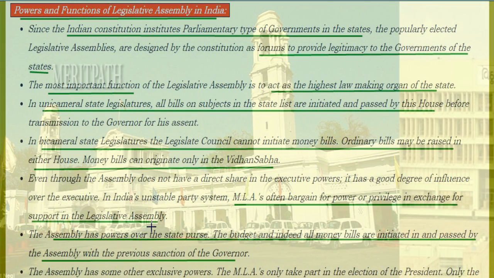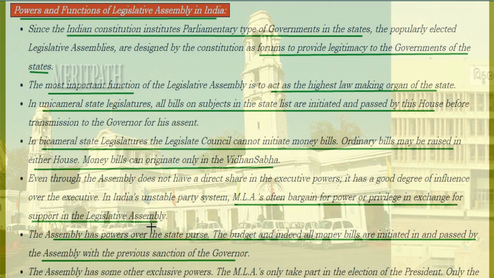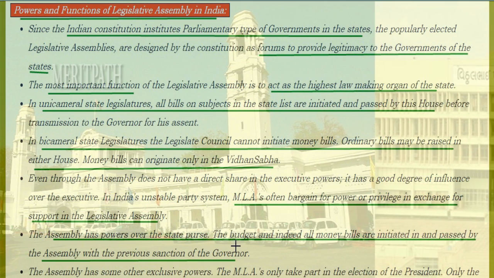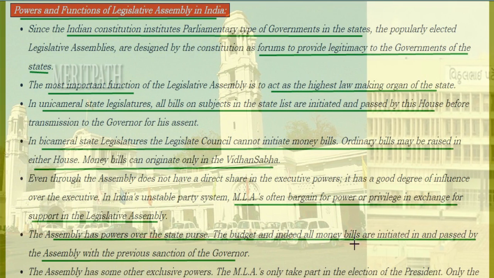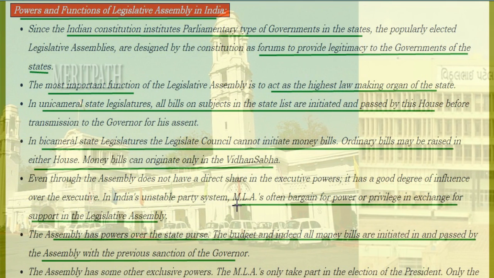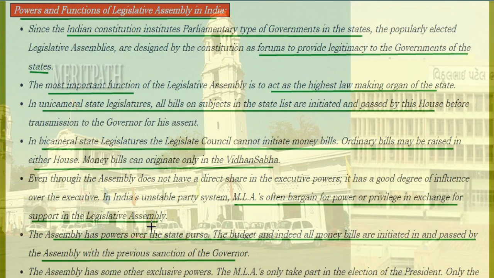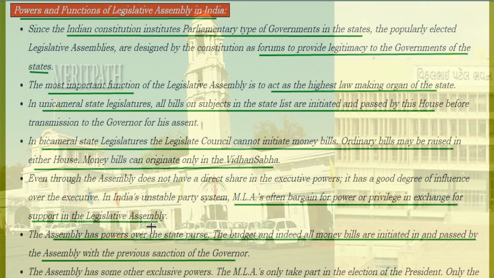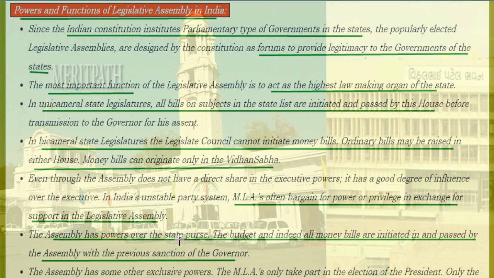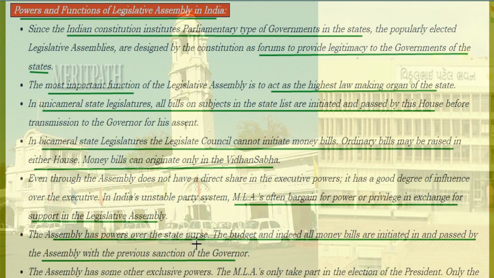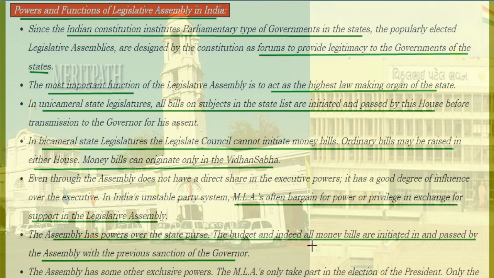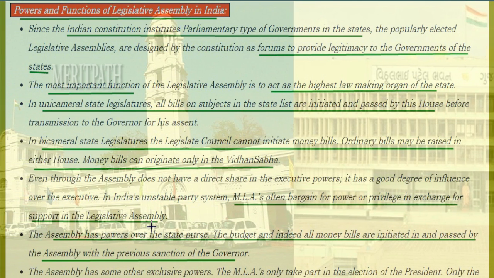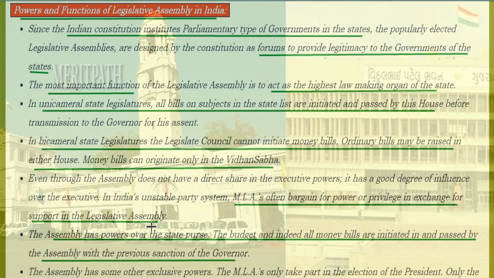Even though the assembly cannot take direct decisions, it still has a good degree of influence over the executive. India has an unstable party system. There are many political parties. That is the reason MLAs bargain for power. They ask for power, and in exchange for power, they provide support in the assembly sessions.